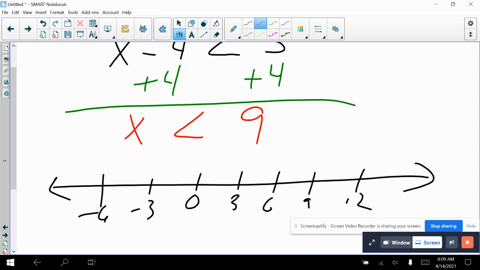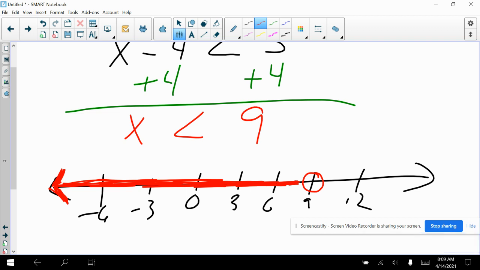Okay, open dot or closed dot? Yeah, you should know that from last night. Open dot on 9. Make sure that's open. Which way we going? Going to the left. Very good. Whoever said that. Thank you. Okay. And again, we thicken in the line. We thicken in the arrow. And we make sure our dot is open.